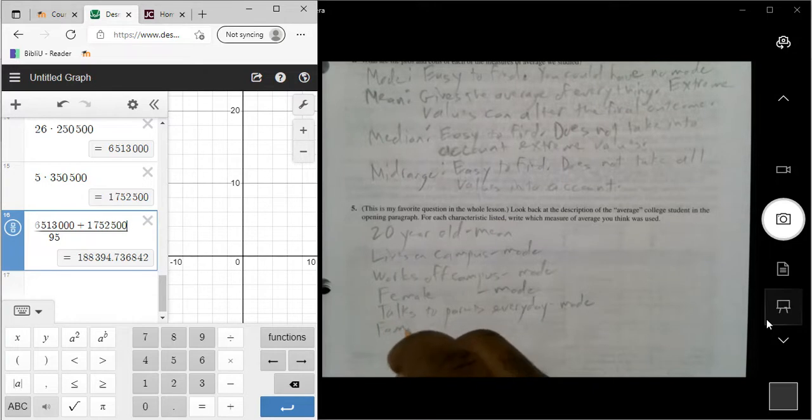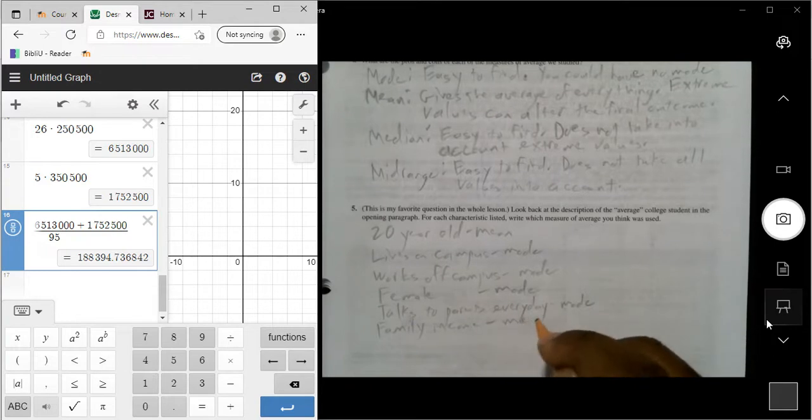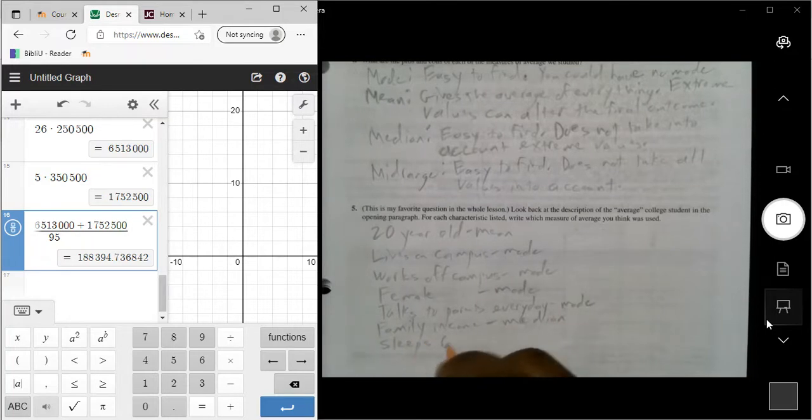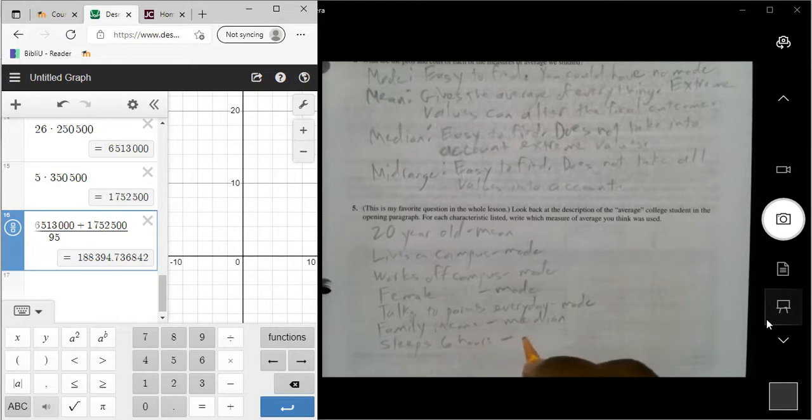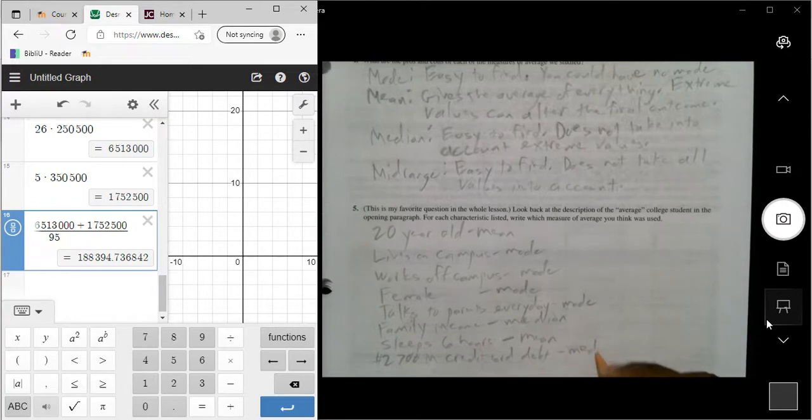The family income will most likely be the median. Sleeps 6 hours would be the mean. $2,700 in credit card debt would be more like the median. And 21,000 in total debt would be the median.